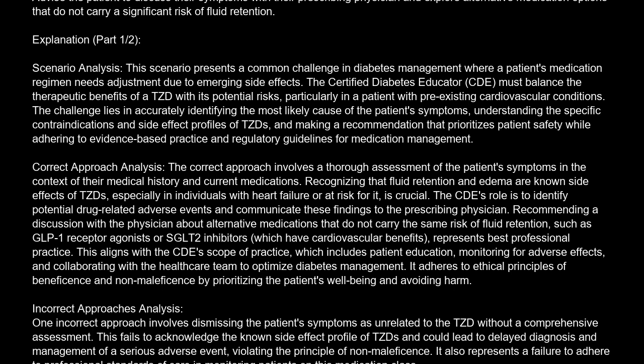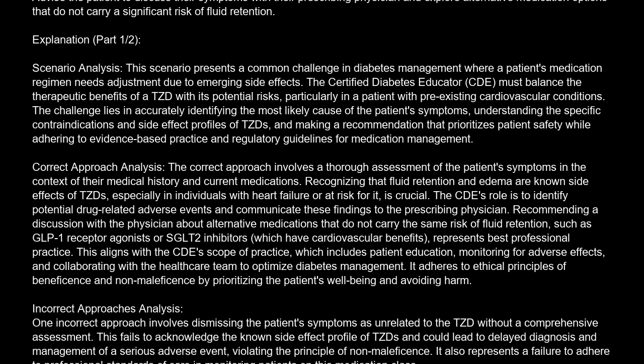Correct approach analysis. The correct approach involves a thorough assessment of the patient's symptoms in the context of their medical history and current medications. Recognizing that fluid retention and edema are known side effects of TZDs, especially in individuals with heart failure or at risk for it, is crucial. The CDE's role is to identify potential drug-related adverse events and communicate these findings to the prescribing physician, recommending a discussion with the physician about alternative medications that do not carry the same risk of fluid retention, such as GLP-1 receptor agonists or SGLT2 inhibitors, which have cardiovascular benefits, represents best professional practice.